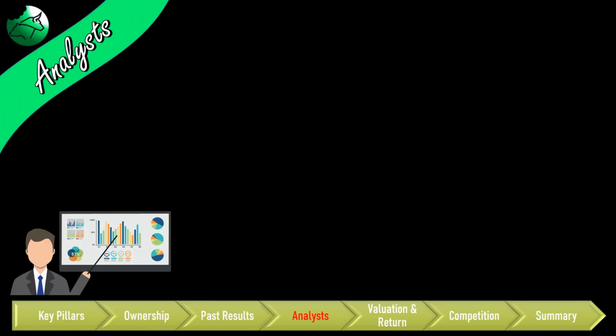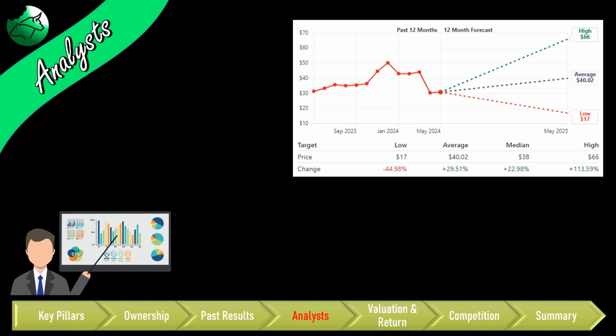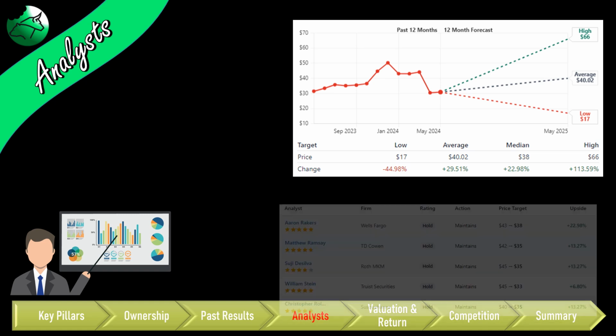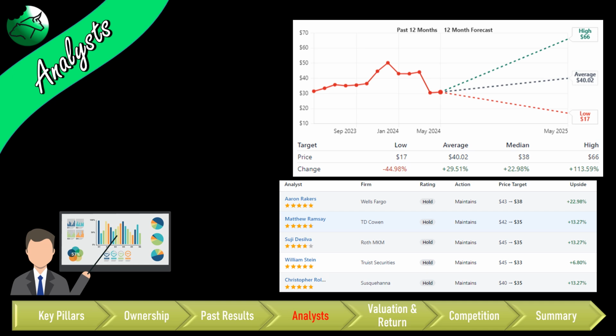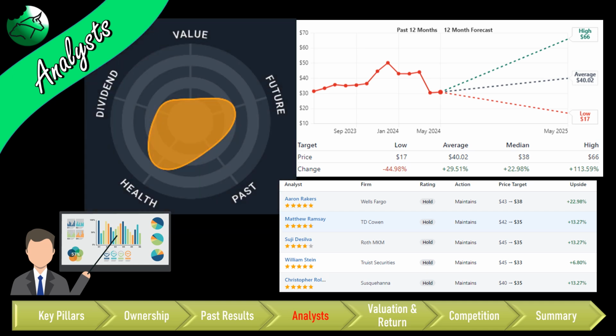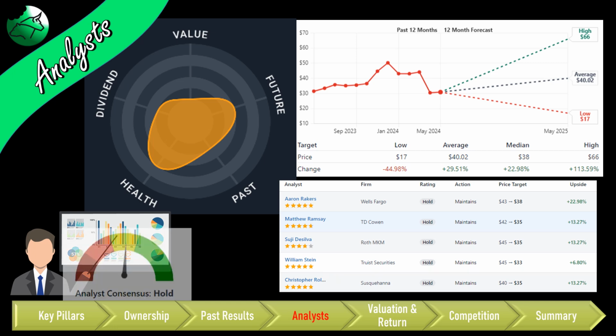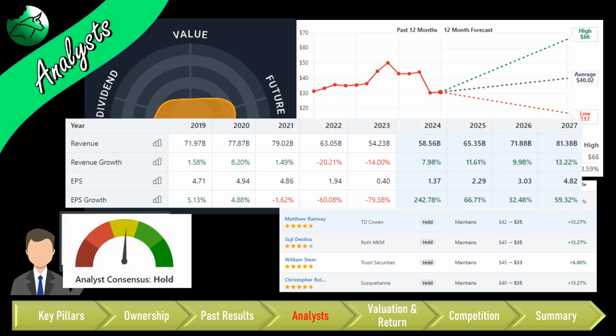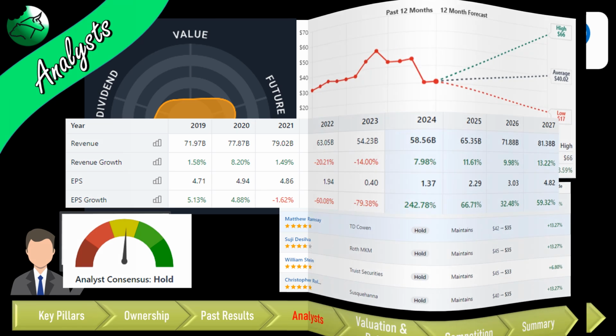So let's see what the analysts think. On average, the analysts believe that the price target should be about $41, but some believe it can go as high as $66. Analyst reports suggest that Intel is currently undervalued at the moment, and the overall consensus is that Intel is a hold. And collectively, the analysts believe that the company will grow between 10 and 117% over the next 5 years, depending on which analysts you believe.